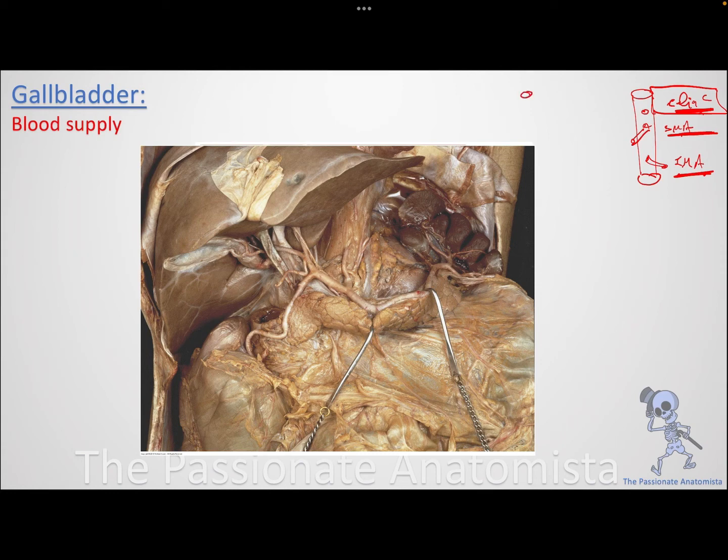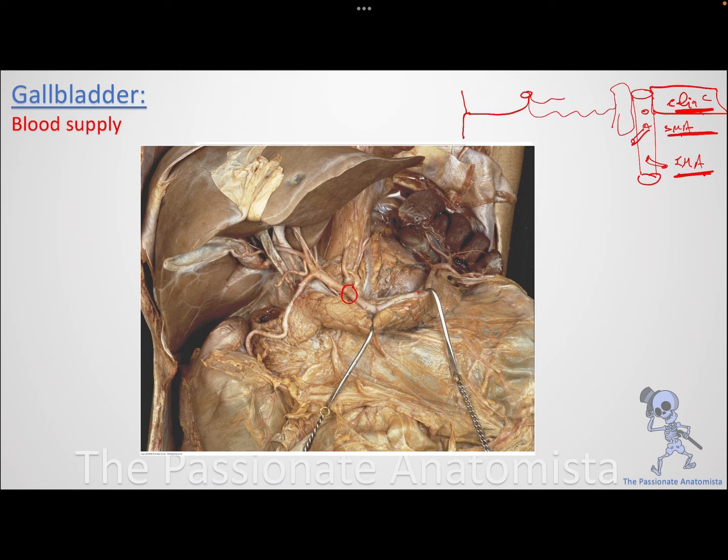So again, for a recap, the celiac artery gives us three branches. It gives the left gastric, and then it gives the tortuous splenic that reaches the spleen. All right, and it gives the common hepatic. Why do we call it common hepatic? Because it gives the proper hepatic that's going to go to the liver, and it's going to give something that goes down, which is the gastroduodenal.